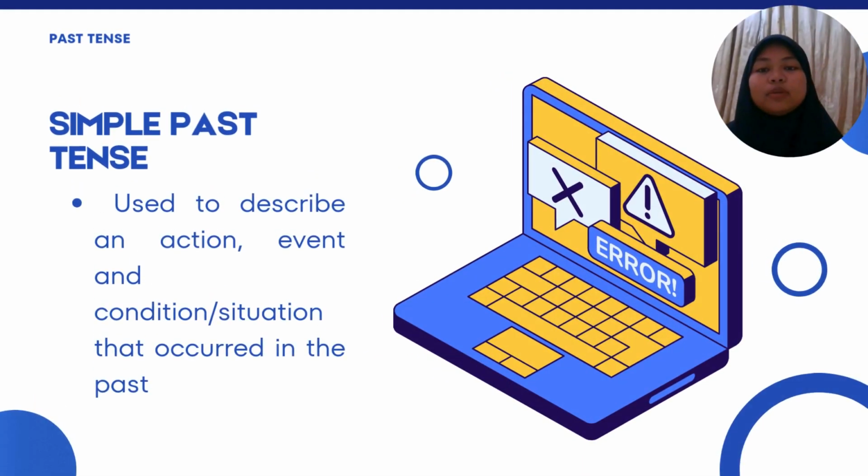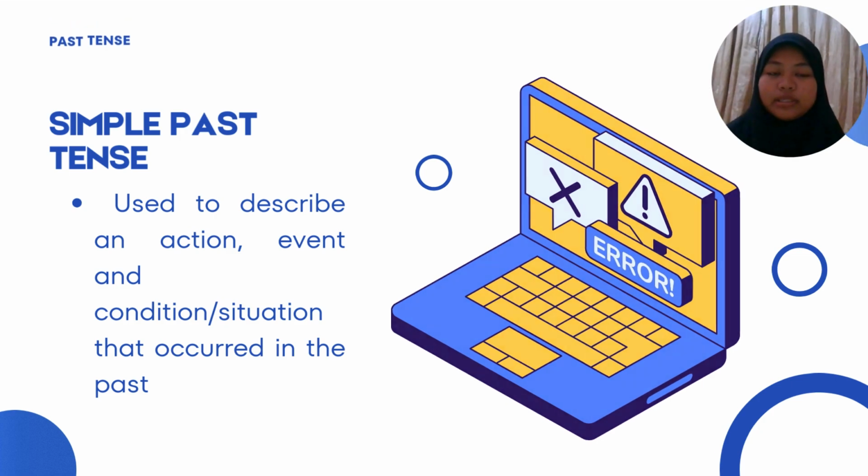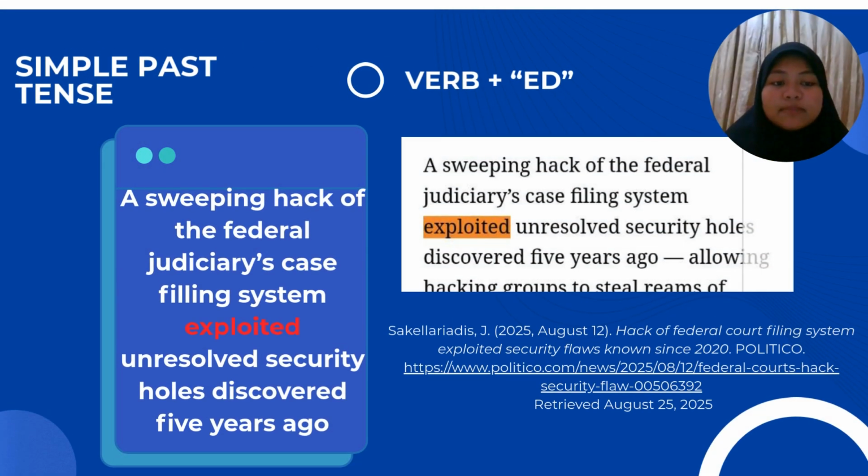And next, for past tense, we have simple past tense. Simple past tense is used to describe an action, event, condition or situation that occurred in the past. The simple past tense uses the verb plus ed. For example, a sweeping hack of the federal judiciary's case filing system exploited unresolved security holes discovered 5 years ago. The word exploited here shows that the sentence is simple past tense.